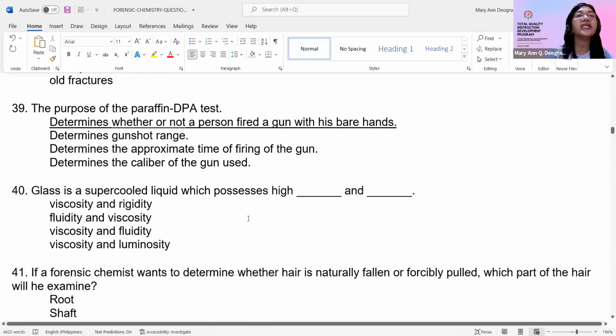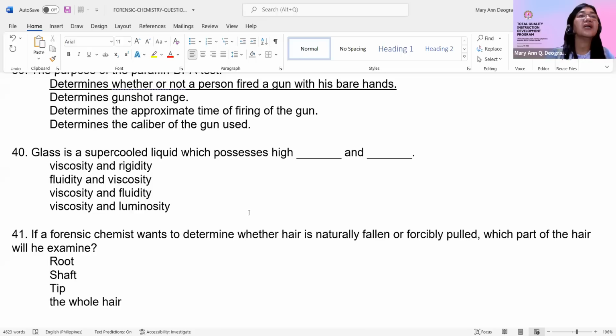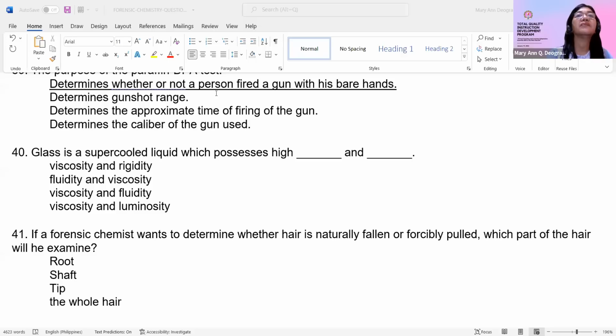Okay. 40. Anong sagot dyan? Glass is a supercooled liquid which possesses high A, viscosity and rigidity, B, fluidity and viscosity. Oh, nabaliktad lang to. Viscosity and luminosity. What's the answer? Letter? Okay, A. Okay, letter A. Viscosity and rigidity.